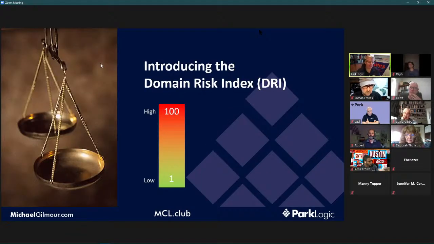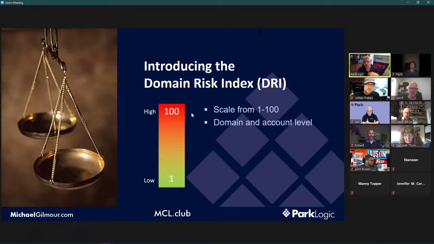So what we then did was we said, okay, if we're looking at all this traffic, we created something called the Domain Risk Index. The Domain Risk Index is a score from 1, which is low risk, to 100, which is high risk. And we're releasing this information. In fact, we're in discussions with some of our clients at the moment to get feedback. We'll release this at a domain and account level, so you'll know whether your domain is more risky or less risky in terms of its traffic quality. And that's actually a really important thing, as we'll see.